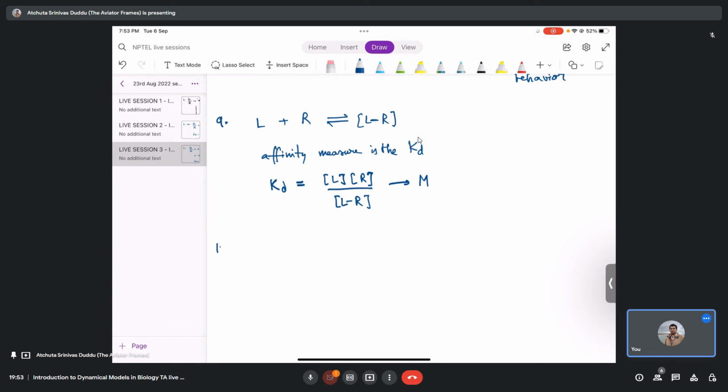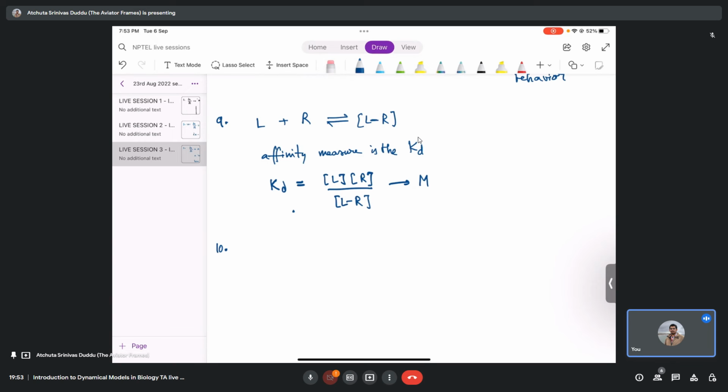Next, the 10th one. We mixed the ligand with its cognate receptor in the solution phase. After 12 hours of incubation, we estimated the amount of free ligand and free receptor in the solution. It was observed that free ligand and receptor concentrations were 1 micromolar and 10 micromolar respectively. The dissociation constant for this interaction is 10 power minus 8 molar. Calculate the concentration of ligand receptor complex formed.